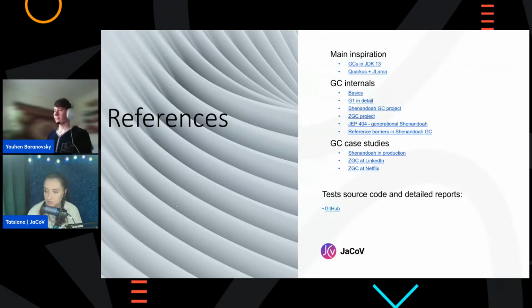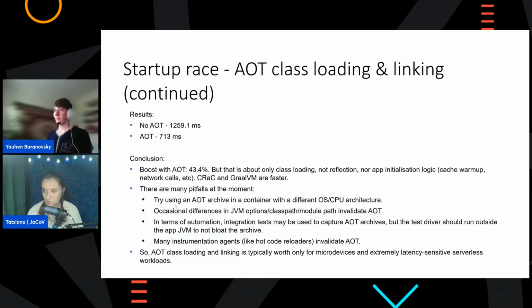And another question from the chat. How does JDK 24 AOT class loading compare to GraalVM native image in terms of startup time reduction? Should we choose one over the other? Or can we leverage both somehow?